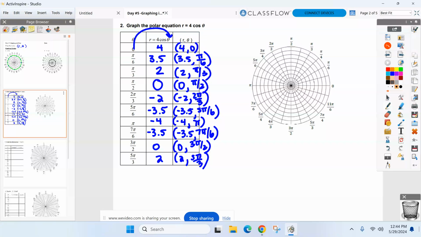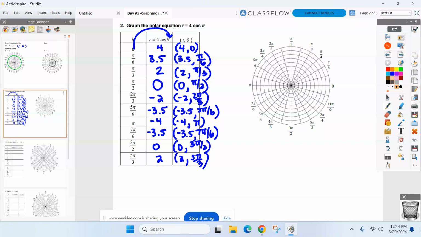I want to make sure we're all on the same page before we graph it together, and make sure our points match. And yes, I will always provide the table for you, so you just fill in. Ready to graph? Okay, here we go.